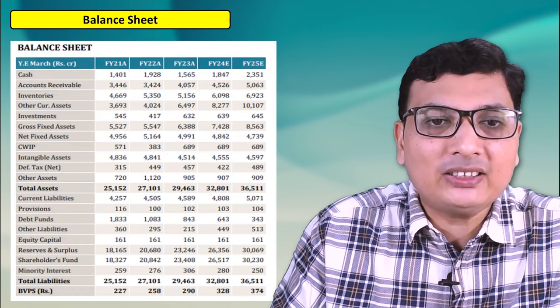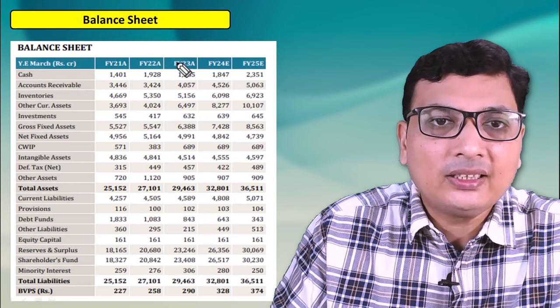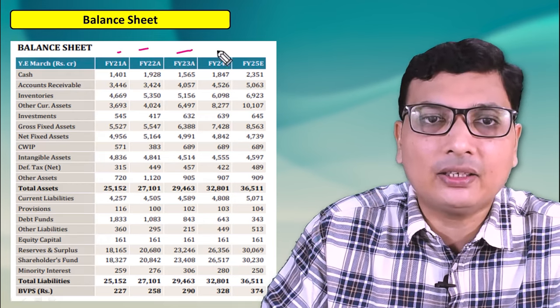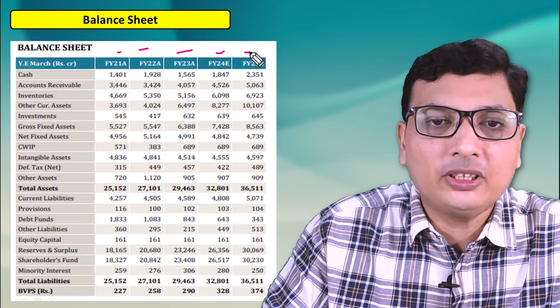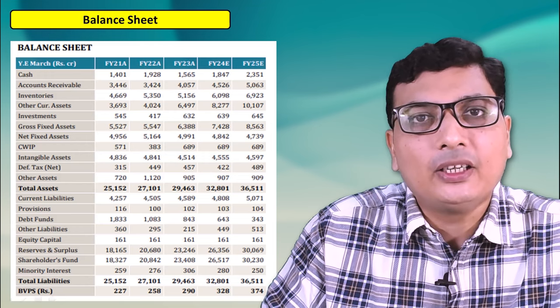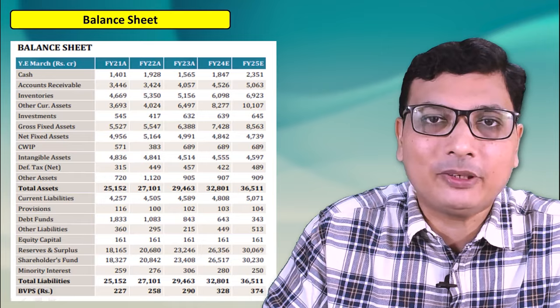Now let us talk about the balance sheet. You can see a complete balance sheet is given here also. You can see that 2 years actual is there. The third year is the current year, plus the next 2 years will be the projection. They have given a complete balance sheet. Of course, when you are giving a P&L, you have to give the balance sheet also. Then only the complete financial statement will be done.